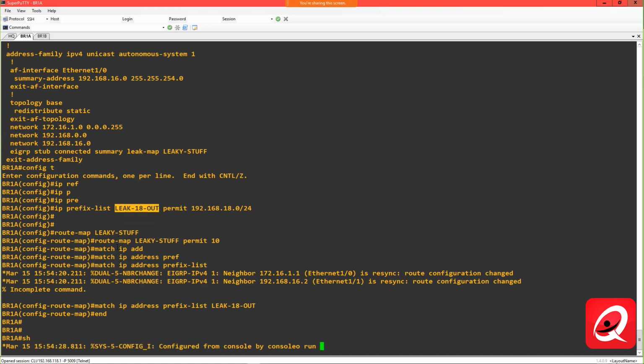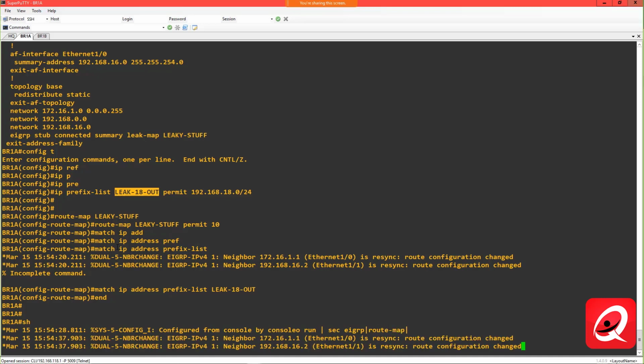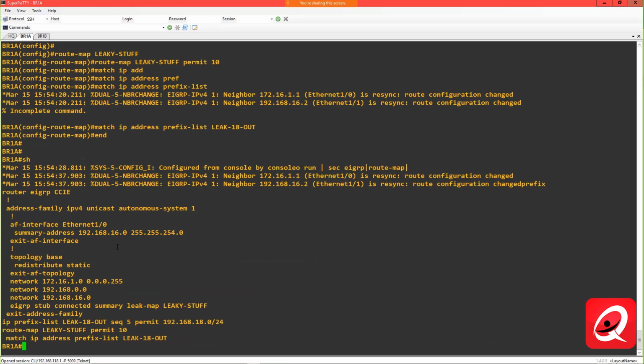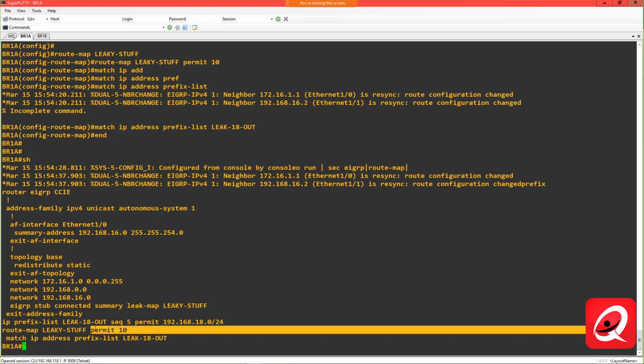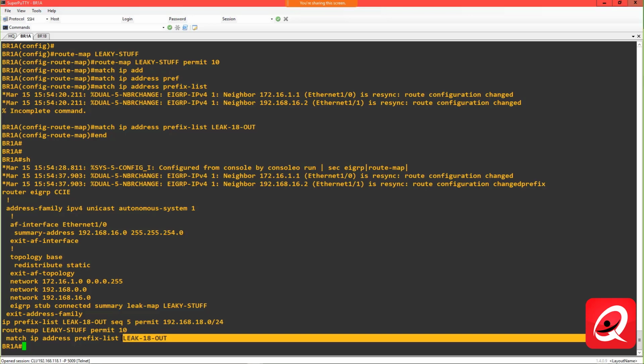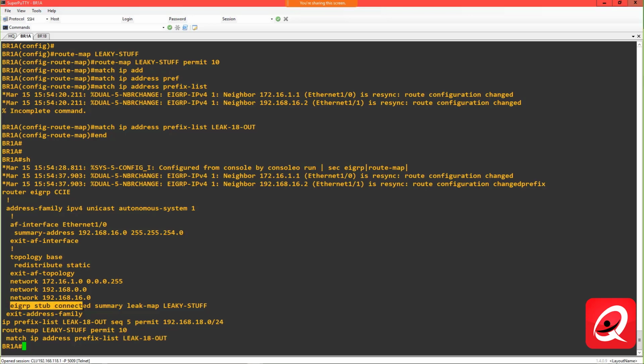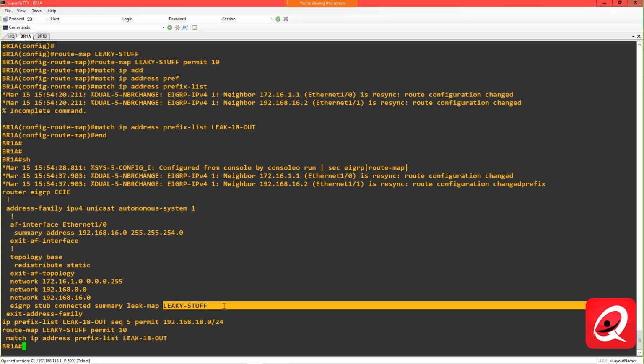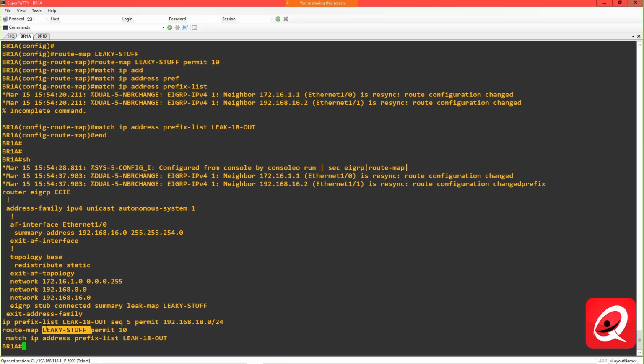All right. So show run | section EIGRP | route map | prefix. And we can see the entire configuration. Here's the prefix list that we're matching the 192.168.18 subnet. Here is the route map that we're permitting that route to be leaked out essentially because it's being applied to the leak map statement. And this is the reference to the prefix list. And then under our EIGRP stub configuration, we've got a leak map applied with leaky stuff. Leaky stuff is the name of our route map.